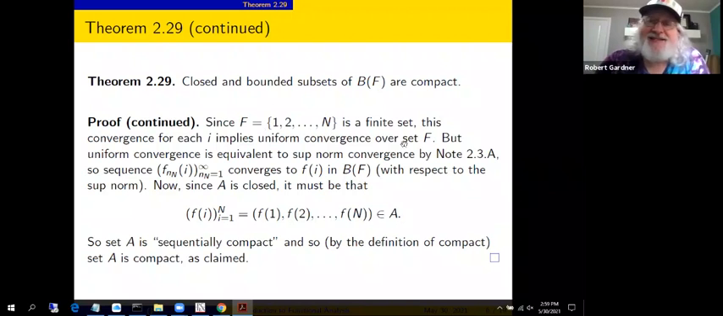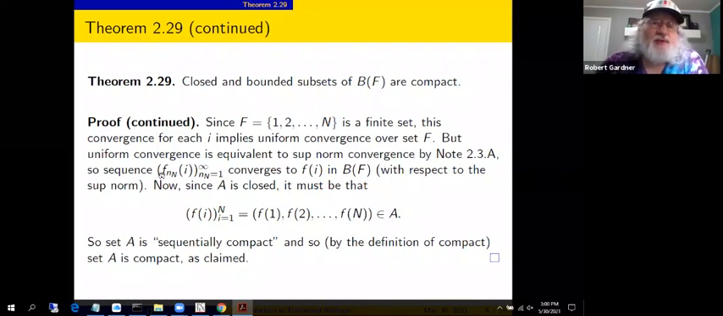Since it's a finite set, we could do some sort of maximum of the capital N sub i to show that, hey, over finite sets, convergence with respect to each component implies uniform convergence over the whole finite set. Wouldn't work if we had infinite sets. But we've got uniform convergence. Uniform convergence is equivalent to sup norm convergence. We made a comment about that. For the record, it was note 2.3.a.